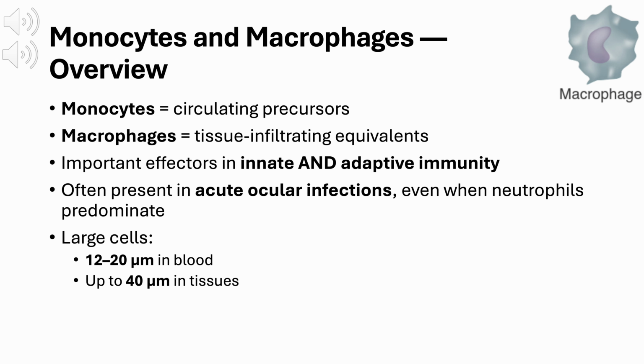Monocytes are relatively large in the blood, measuring approximately 12 to 20 micrometers. After differentiating within tissue, macrophages may enlarge to as much as 40 micrometers, reflecting their increased capacity for phagocytosis and immune signaling.